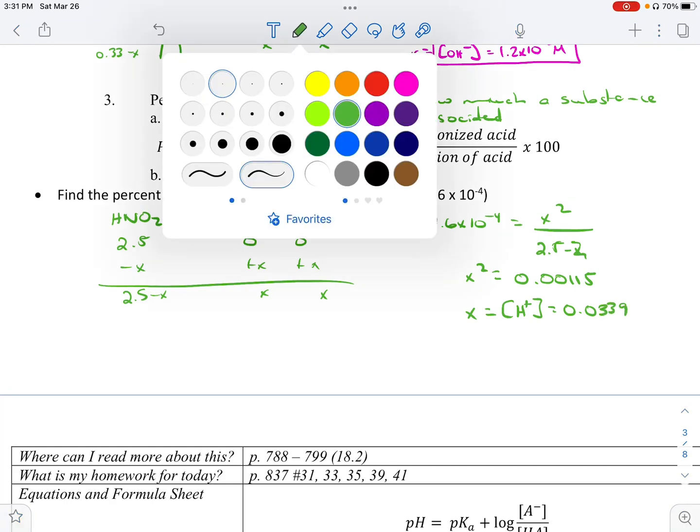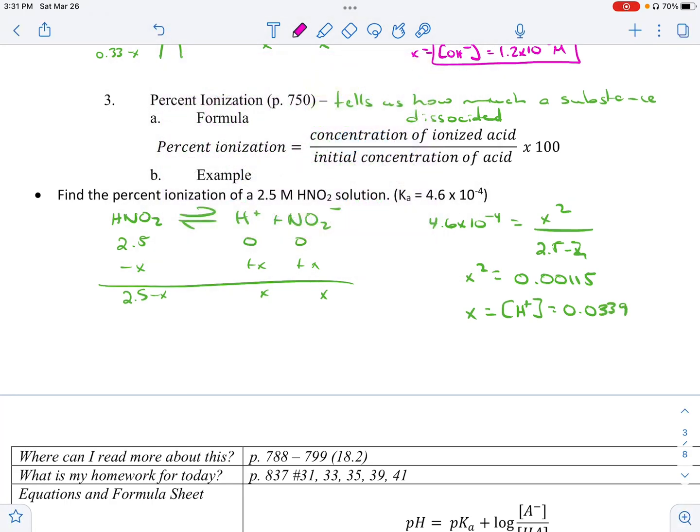From there, now we're ready to plug it into our formula. Concentration of our ionized, 0.0339, we divide that by 2.5, and then multiply that by 100, and we should get 1.36%. So that's not very much broken apart there. So HNO2 is a very weak acid. All right, see you on the next one.